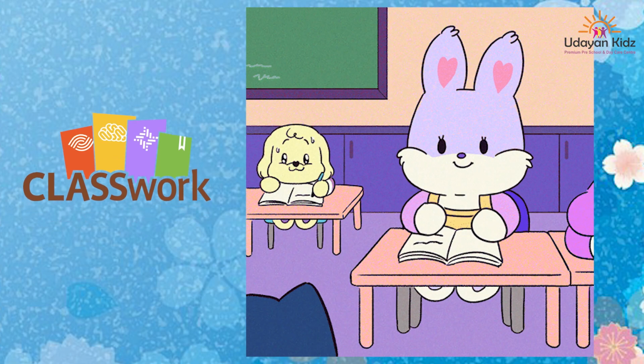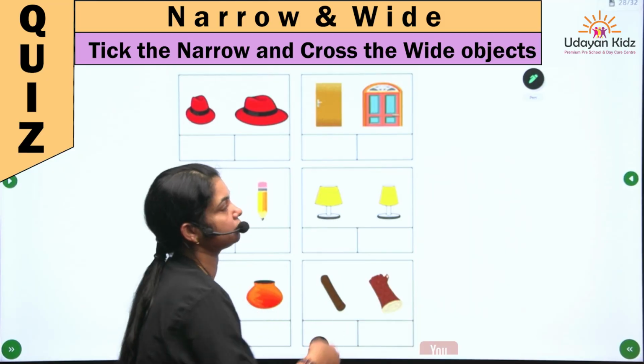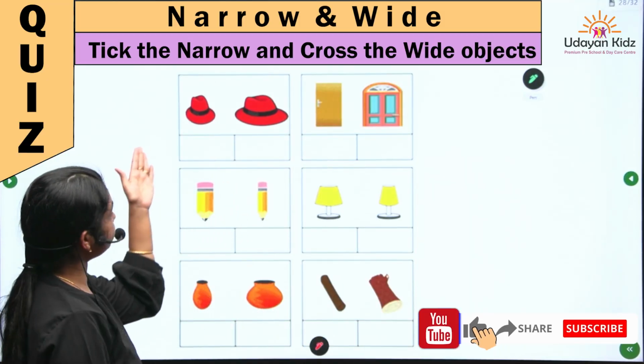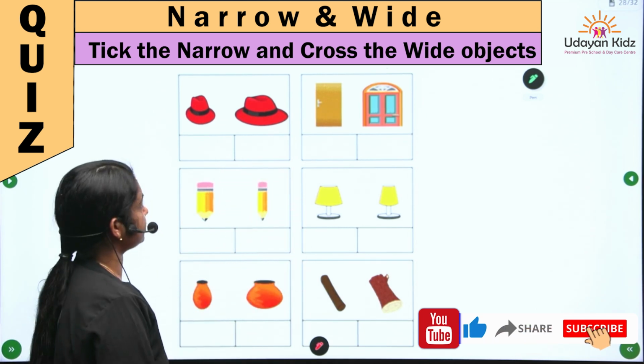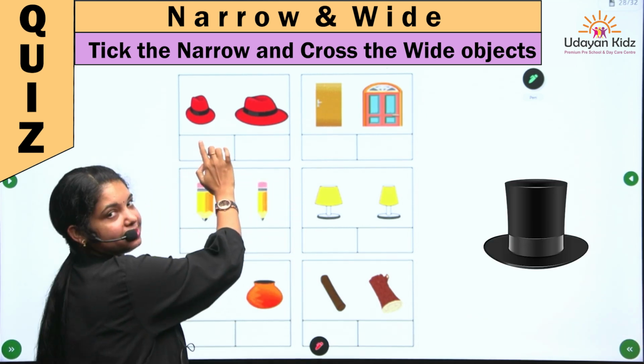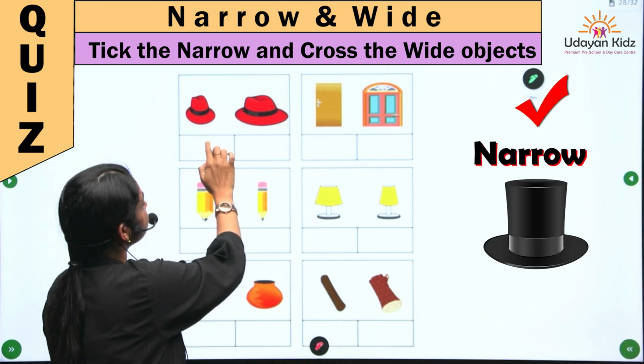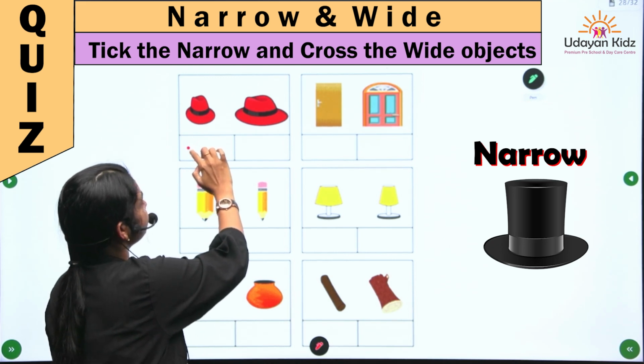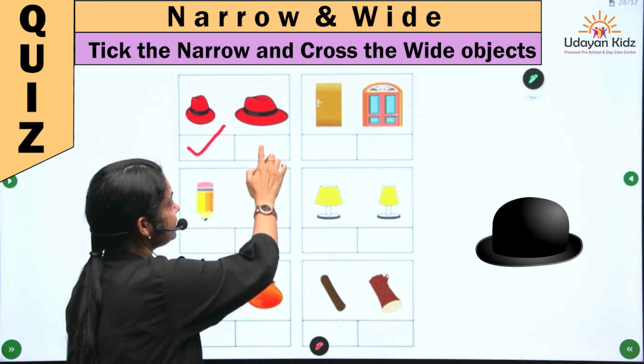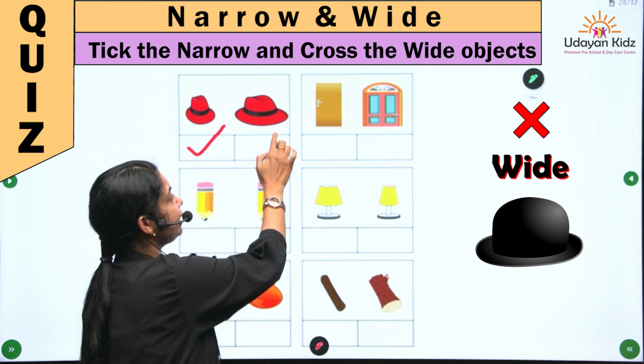Now it is classwork time. Let's solve the question. It's quiz time. Tick the narrow and cross the wide objects. This hat is narrow. Tick. And this one is wide. Cross.